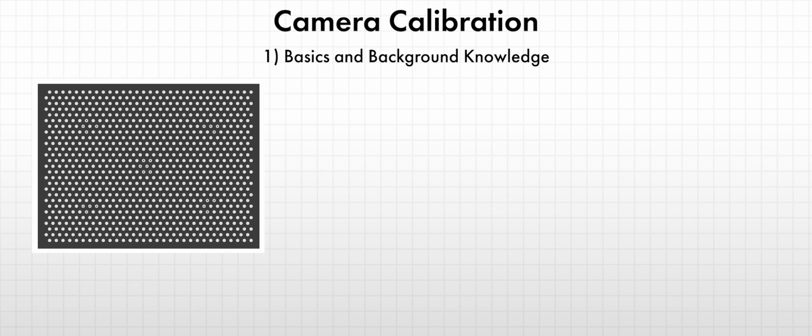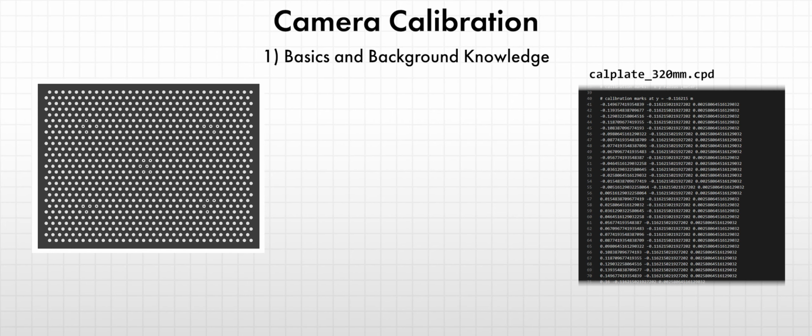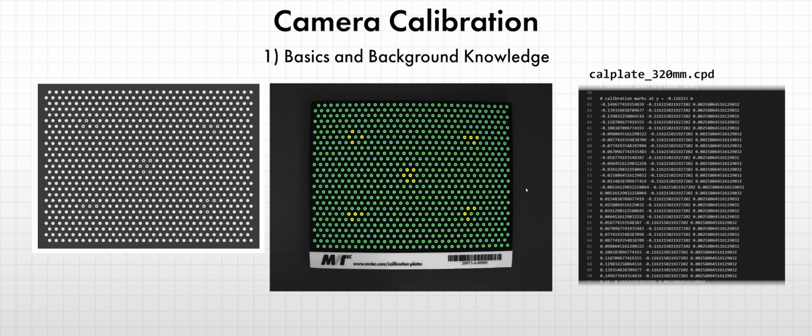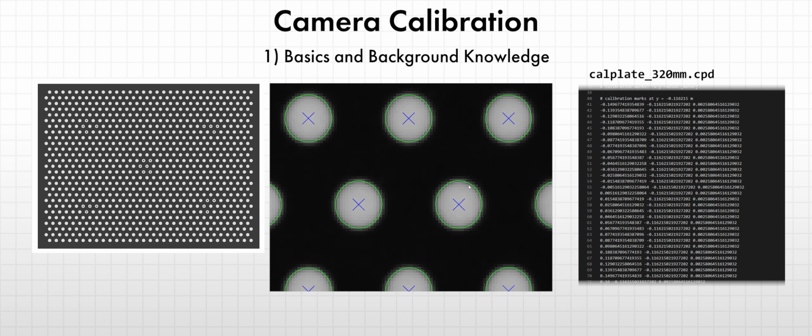Each calibration plate comes with a description file. In this file, the centers of all the calibration marks are specified. During the calibration process, you acquire images of the calibration plate and locate the marks and their centers. The calibration then has to solve the equation that minimizes the distances between the marks in the images and the description file. Let's go through all the components and steps of this process to learn how to get optimal results.